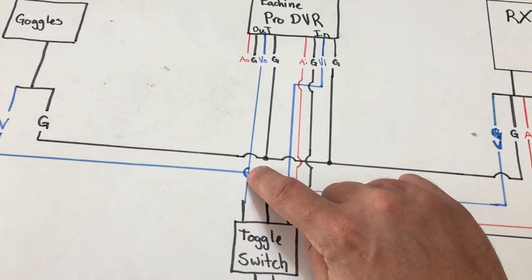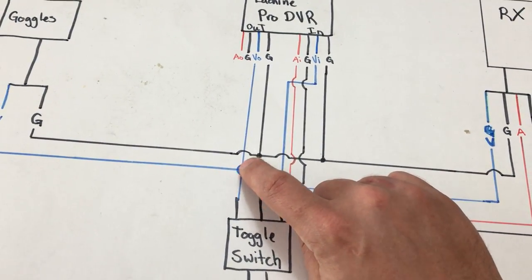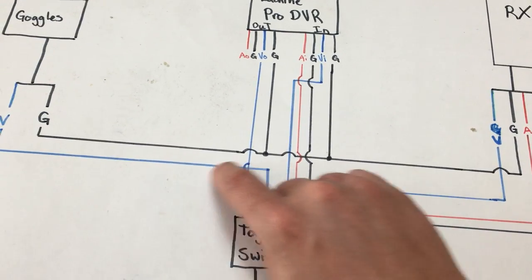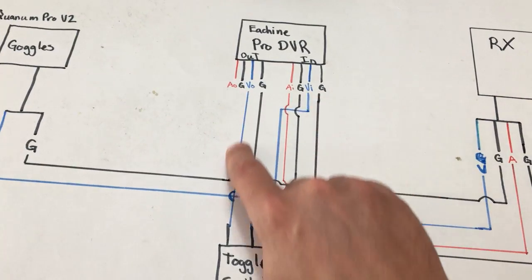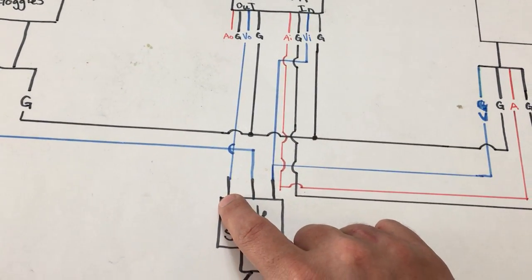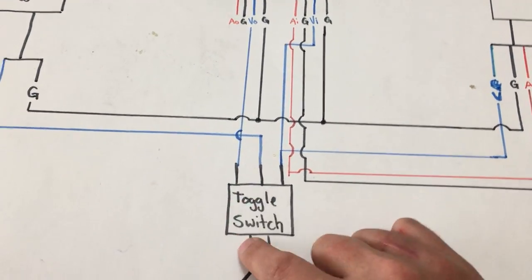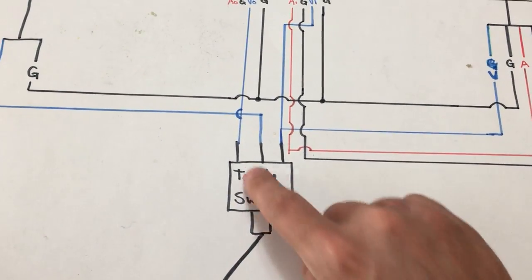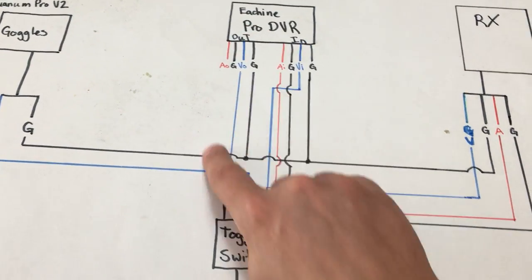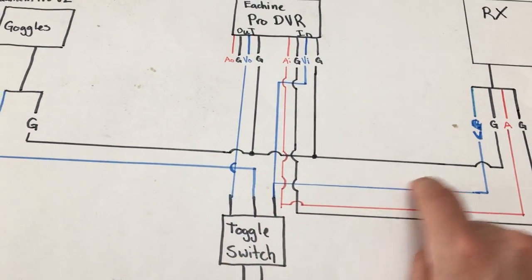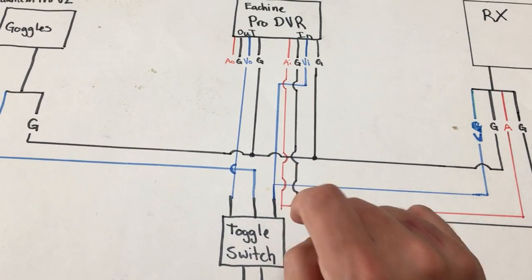Okay, don't mind this little guy here, I messed up. This is not a connection. So this wire just goes straight through and this one goes straight through. So then your video out comes down to the other toggle switch. That way you can flick the switch and it'll go to your ProDVR source. You flick it back, it'll go to your receiver source.